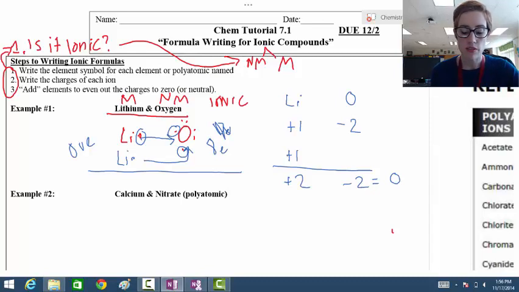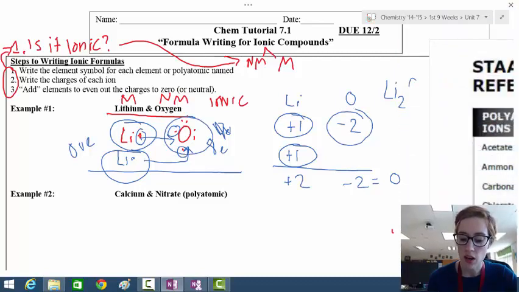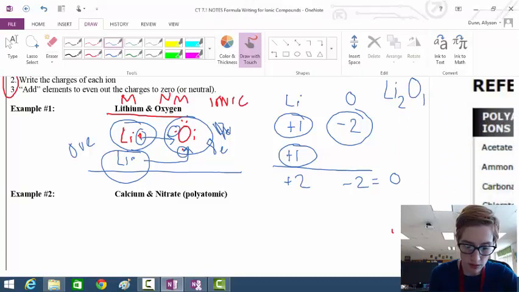Now you have to ask yourself, how many lithiums did you use? I used 2 lithiums, and over here you can see I have 2 lithiums. So when I'm writing it out, I write Li, and then I put a 2 here to indicate I have 2 lithiums. How many oxygens did I use? I used 1 oxygen, as you can see here. So I write O, and I don't put the 1 by it because the 1 is assumed.